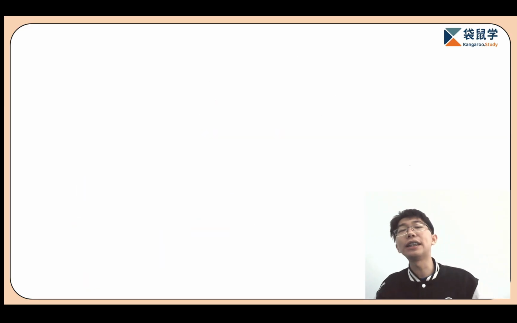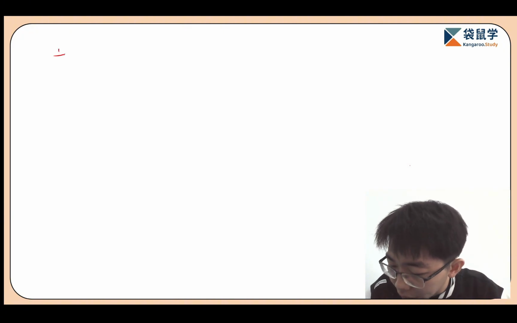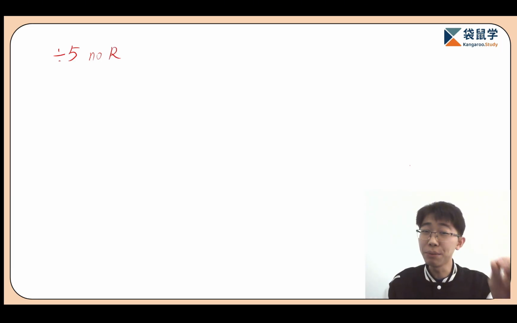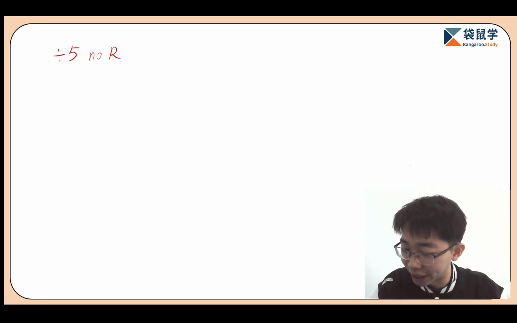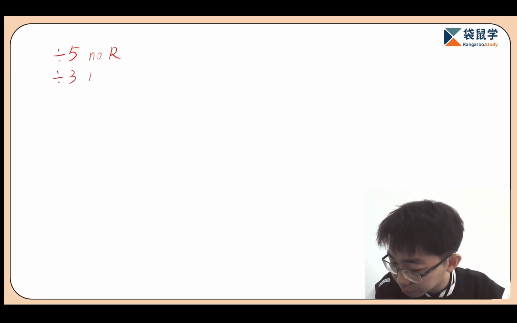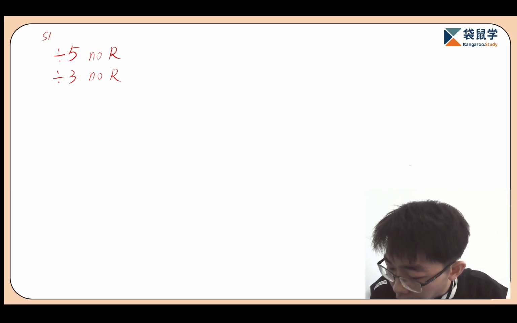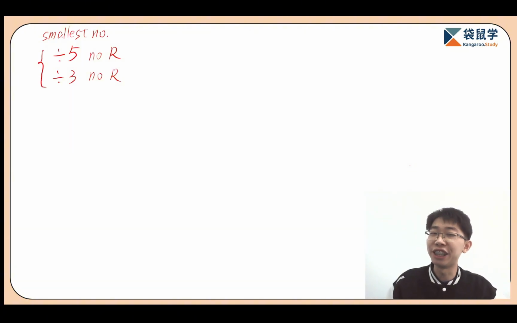Now before looking at the question, let's take a look at an example first. Let's say I have a number. This number, when it is divided by 5, has no remainder. Similarly, when it is divided by 3, it also has no remainder. Now, we are trying to find out the smallest number that satisfies these two conditions. How can we find this out?